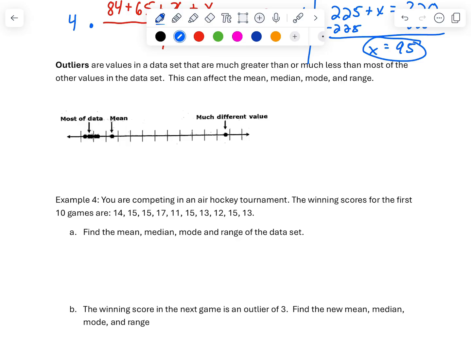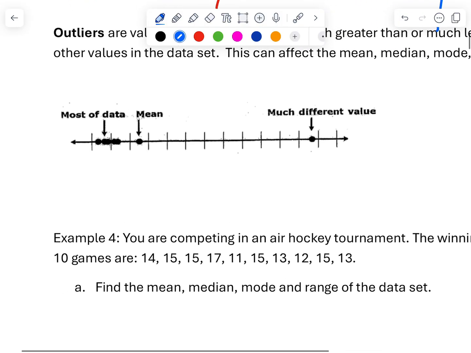Okay, another vocab word here, outliers. Outliers are values in a data set that are much greater than or much less than most of the other values in the data set. So they don't fit in with the rest of the points. And this can affect the mean, the median, the mode, and the range. So you can see here in our little number line, most of your data is on the left-hand side here. And then we have an outlier, something very different.